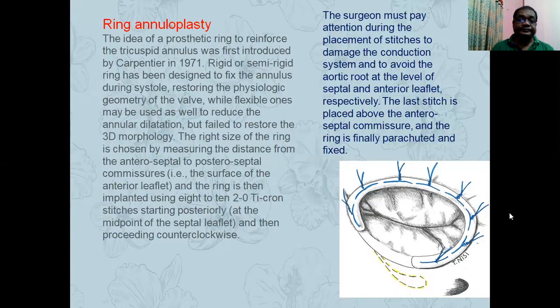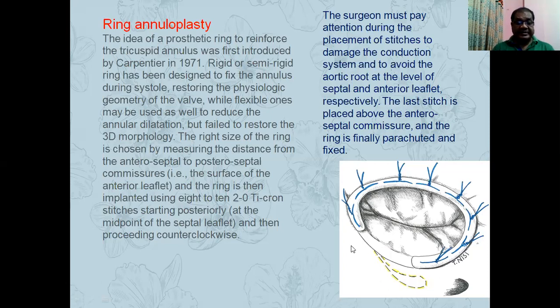Ring annuloplasty. The idea of a prosthetic annuloplasty ring in the tricuspid annulus was first introduced by Carpentier in 1971. Rigid or semi-rigid rings have been designed to fix the annulus during the systole, restoring the physiological geometry of the valve, while flexible ones may be used as well to reduce the annular dilatation, but fail to restore the three-dimensional morphology.